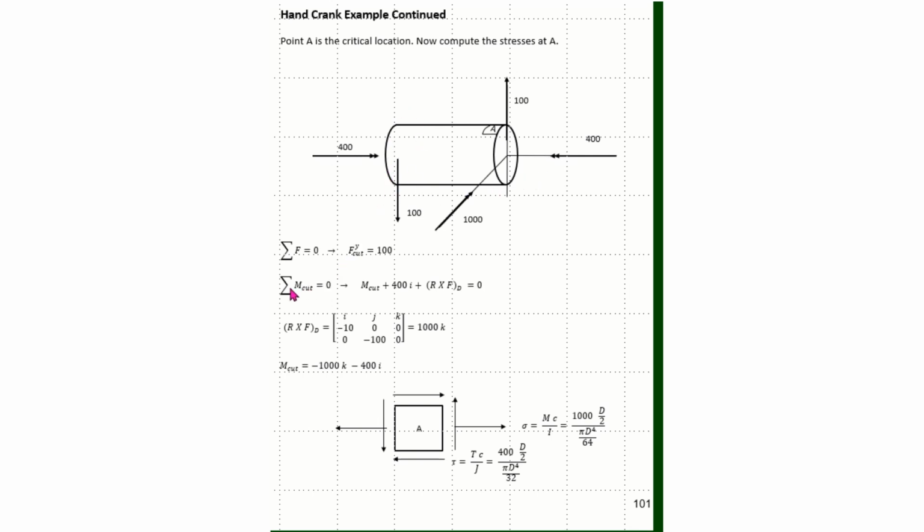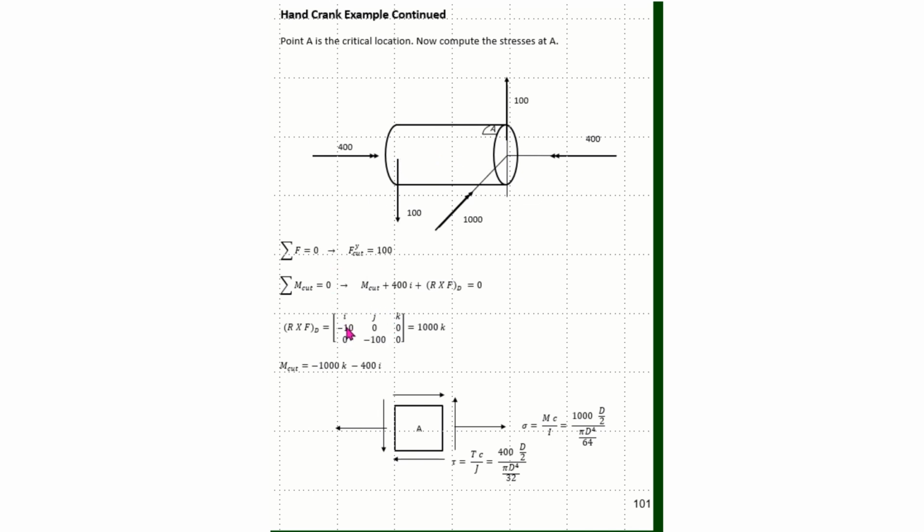And now I need to look at my moments. So coming down here, I do summation of moments at the cut. Here I'll have a moment in the beam. Having a moment in the beam is not the same as having a moment externally counteracted by the bearing. So I'll have a moment inside the shaft, plus this 400I, plus R cross FD, where this is point D.